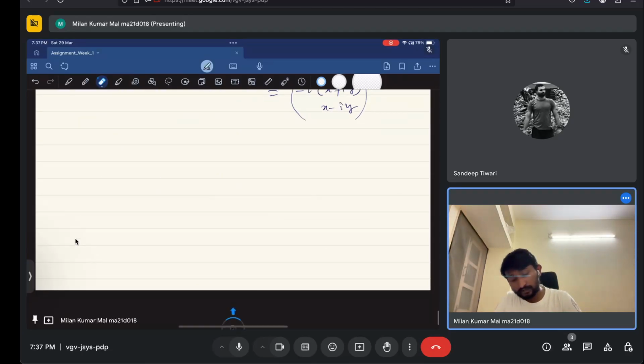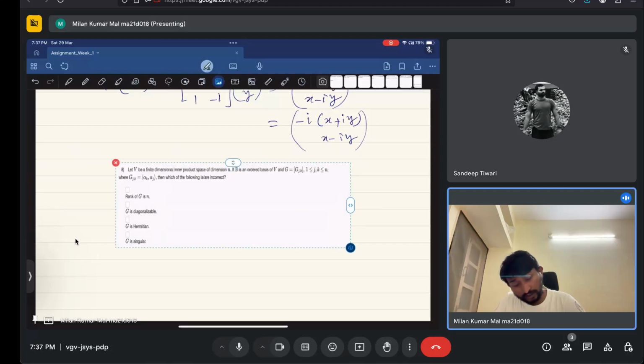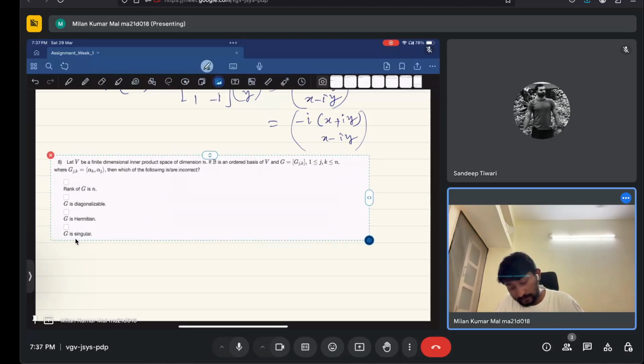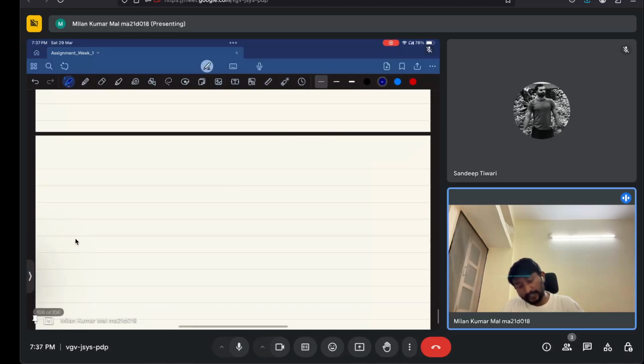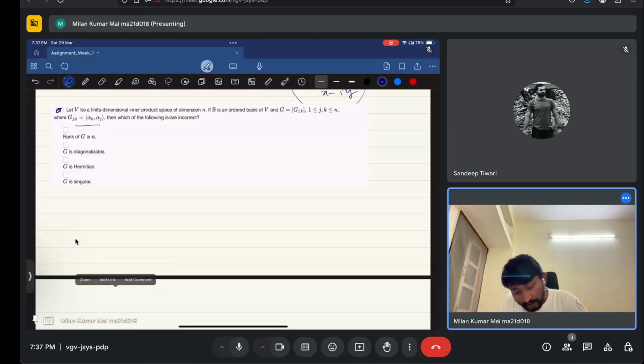Okay. So this is what it says. V is a finite dimensional inner product space of dimension n. Beta is an ordered basis of V. G equals this, with G_jk equals the inner product of alpha k and alpha j. We don't know what the ordered basis is. So they must say that alpha 1, alpha 2, ..., alpha n is an orthonormal, ordered basis.